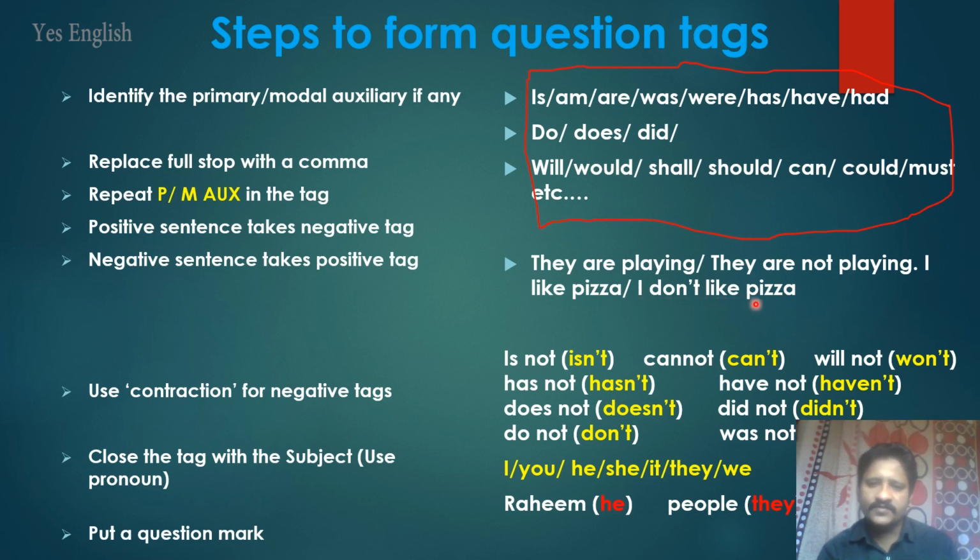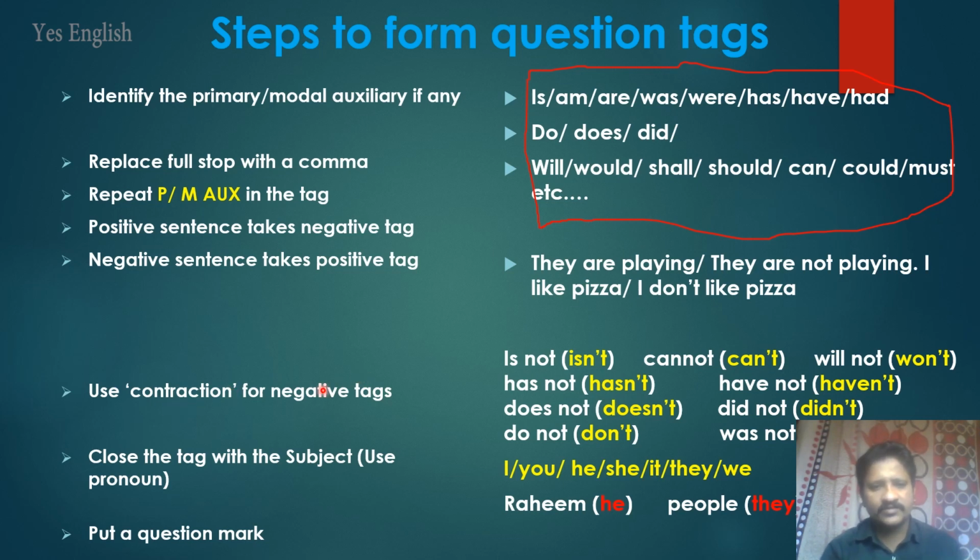So in this, you can see that the first sentence, they are playing, is a positive sentence which will take a negative tag, and the second one, they are not playing, is a negative sentence and therefore it takes a positive tag. Similarly, I like pizza is a positive sentence. I don't like pizza is a negative sentence. And when the sentence is positive, we will use a negative tag.